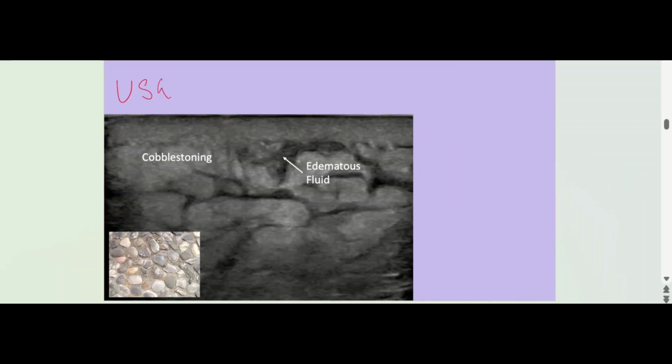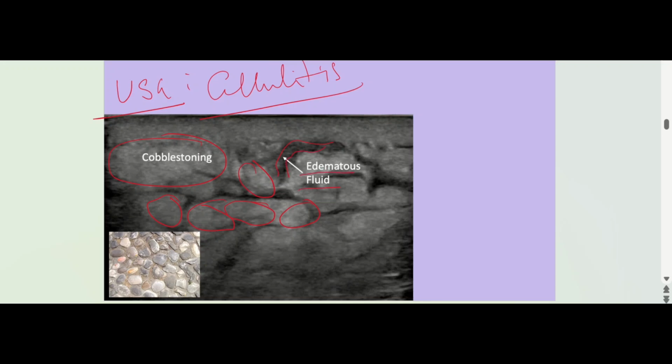This is an ultrasound showing cellulitis of the soft tissue. So what is this cobblestone appearance? What is cobblestoning? See, these are bumpy, irregular fat globules. Can you see? These are bumpy, irregular subcutaneous fat globules. And among those fat globules, this black color is the fluid, edematous fluid.